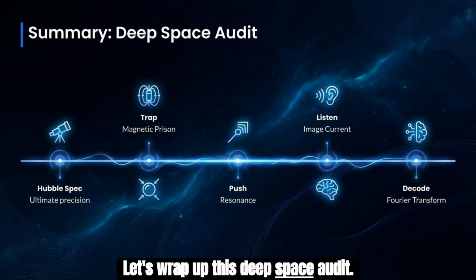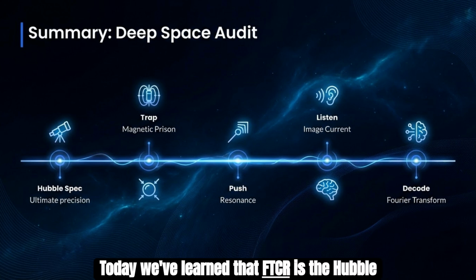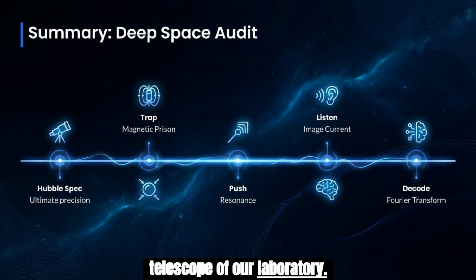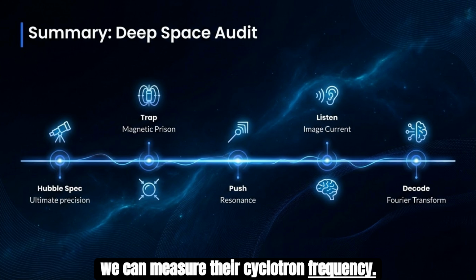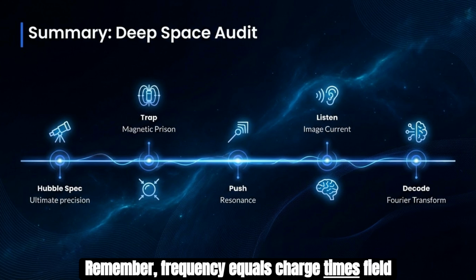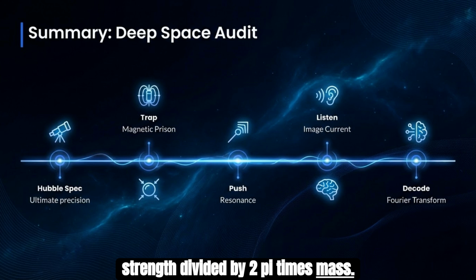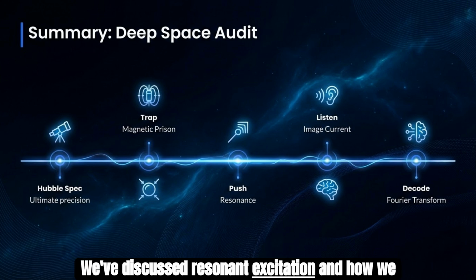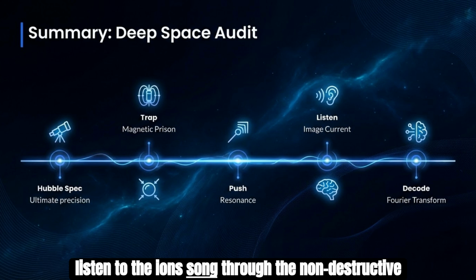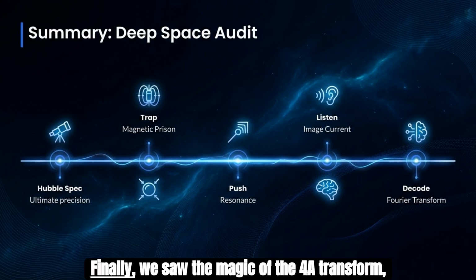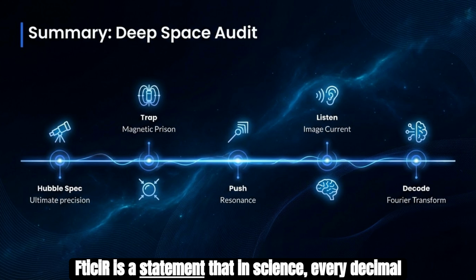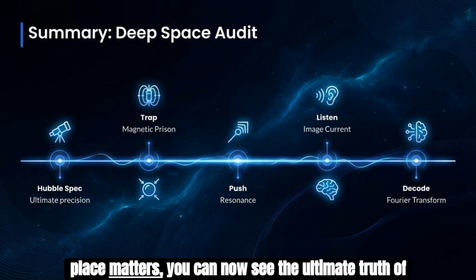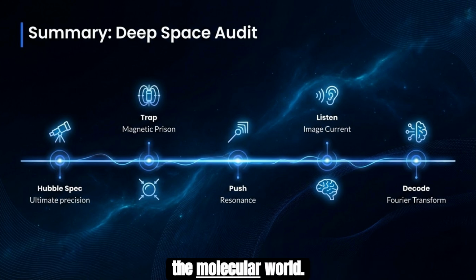Let's wrap up this deep space audit. Today we've learned that FT-ICR is the Hubble Telescope of our laboratory. We've seen how the magnetic prison traps ions so we can measure their cyclotron frequency. Remember, frequency equals charge times field strength divided by 2 pi times mass. We've discussed resonant excitation and how we listen to the ion's song through the non-destructive image current. Finally, we saw the magic of the Fourier transform, turning chaotic waves into high-resolution data. FT-ICR is a statement that in science, every decimal place matters. You can now see the ultimate truth of the molecular world.